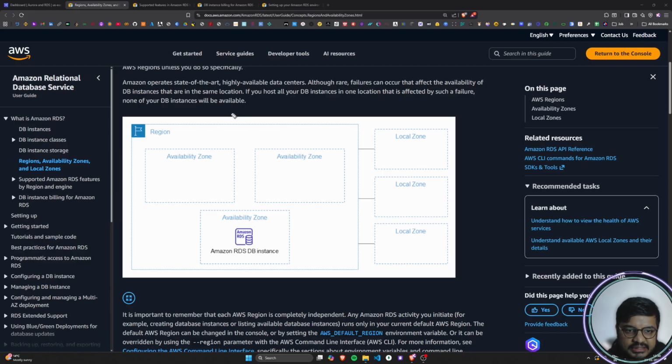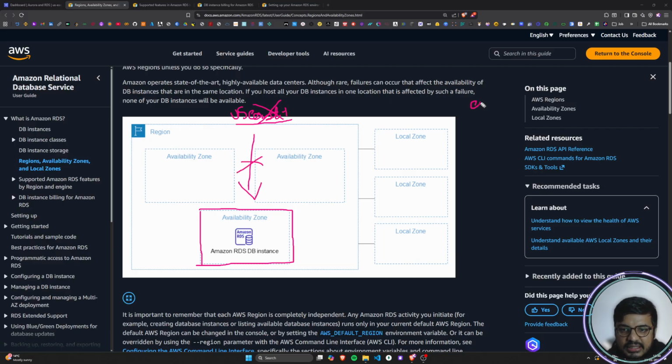Let's suppose this is my US East 1 region. And for some reason, even two or three months ago, the US East 1 region was down. So if I have launched all my DB instances, or if I am storing all my data in US East 1 region only, then if this US East 1 region goes down, how will I be able to access my data that is present in my DB instance? It will not be accessible. This connection will not work at that point of time.